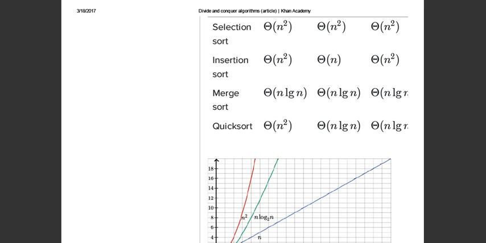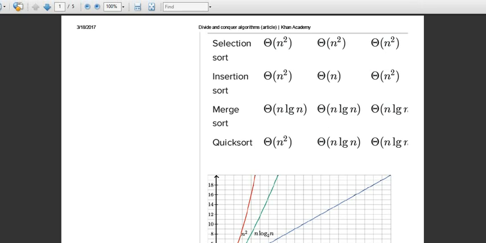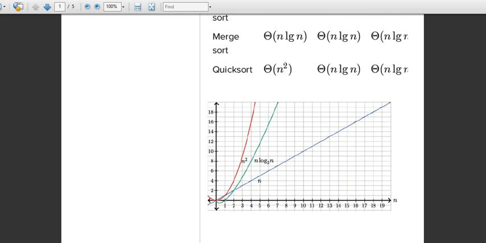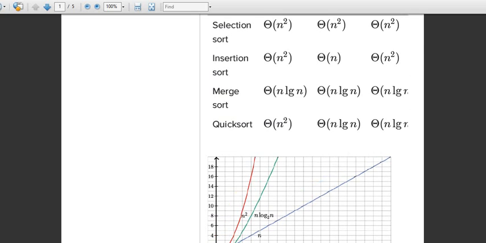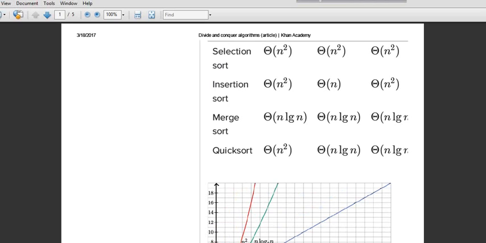Hello everyone. Today we will discuss the divide and conquer algorithm in the algorithm section. Here are the selection sort, the insertion sort, the merge sort and the quick sort algorithms. By this diagram you can easily understand the values given in this table of selection sort, insertion sort, merge sort and also the quick sort.